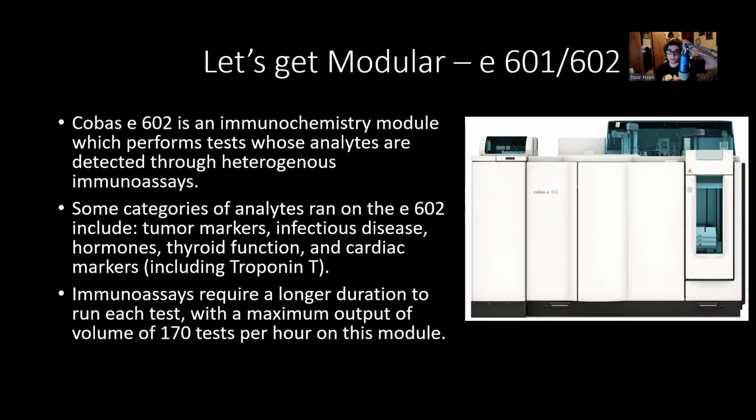And this is the 601, 602. This is the one that we're actually going to be using today for our method validation. And it does immunoassays, tumor markers like CA 53, and infectious disease, thyroid function, TSH, and then cardiac markers, which include our troponin T. And it can run up to 170 tests per hour. So it's slower, and immunoassays are generally slower testing. That's why in UCLA, when we run quality control, we actually load the immunoassay first, because it takes the longest, to get that out of the way.